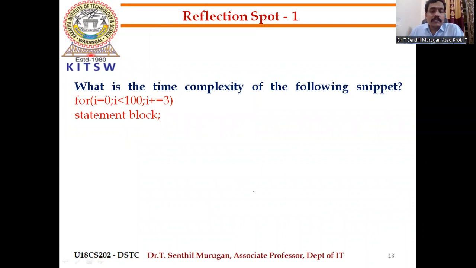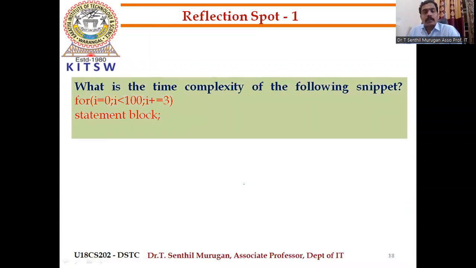Now we are in a position to discuss the reflections part. I have given one snippet with for loop conditions. What is the time complexity? You have to identify it. I will give you 10 seconds. If you identify it correctly, we will proceed further. Otherwise, you will go back and watch the video on how to identify the time complexity for the given snippet, then continue. Okay, your 10 seconds starts now.